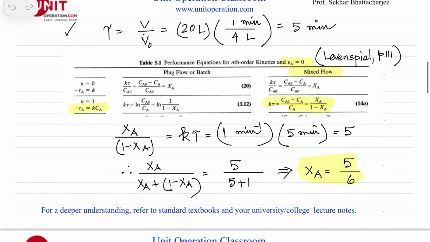And this is a liquid phase reaction, so epsilon is zero. This is from Levenspiel. For a first order reaction, k tau is equal to this expression. We know the value of k, we know the value of tau, so we can calculate the value of XA, which is 5.6. All the details are given on the website.